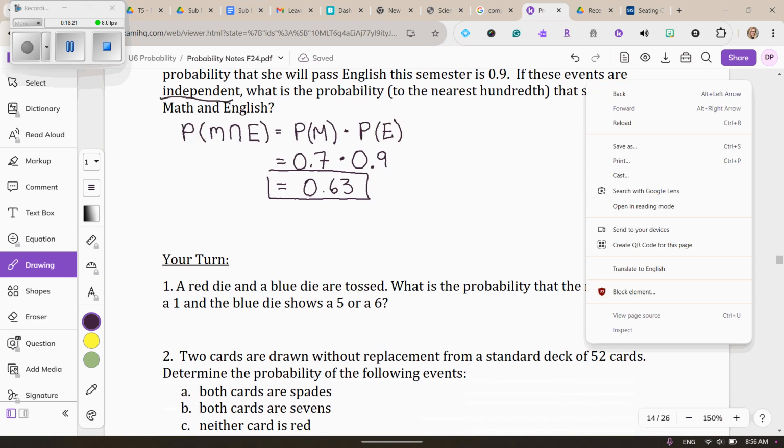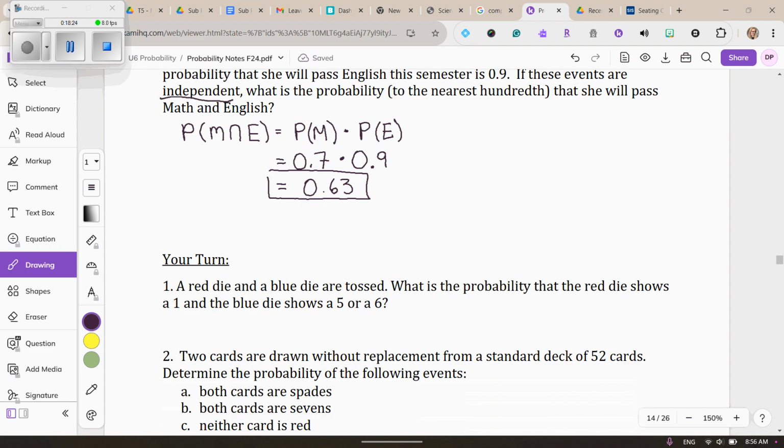All right, go ahead and give the your turn a try. Pause the video, and then when you are ready, you can unpause the video to show the answer.